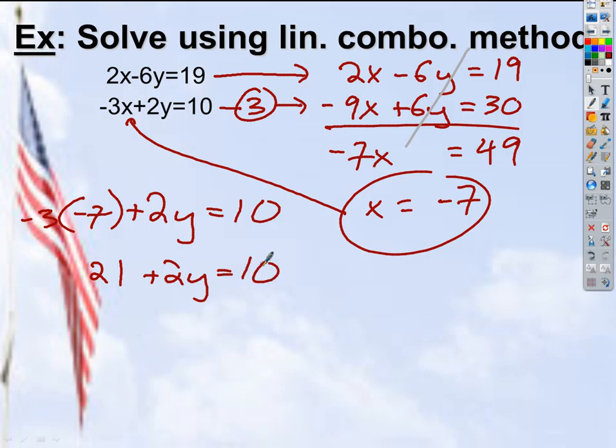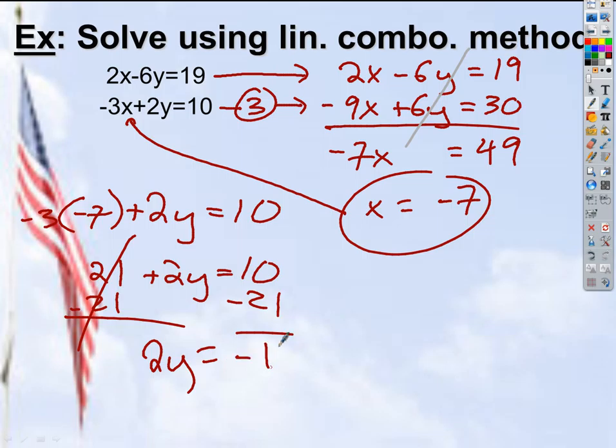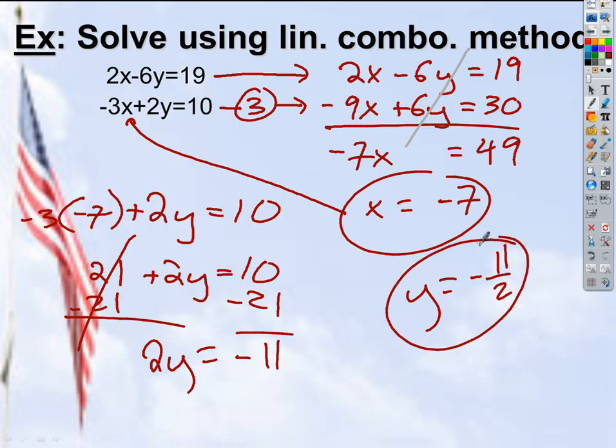What are the two steps in order to get y by itself? Subtract 21. So if I do that, I'm going to get 2y equals 10 minus 21, which is negative 11. And then last step? Divide by 2. So I get y equals, and we know that a negative divided by a positive is a negative fraction, negative 11 halves for y, negative 7 for x. That's my ordered pair: negative 7, negative 11 halves. Make sense? Okay? That's linear combination.